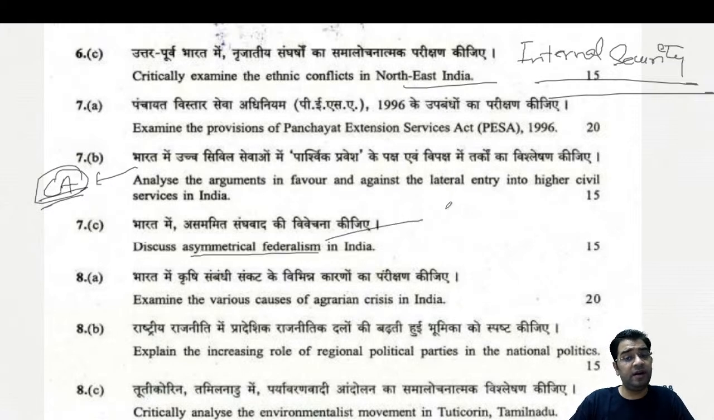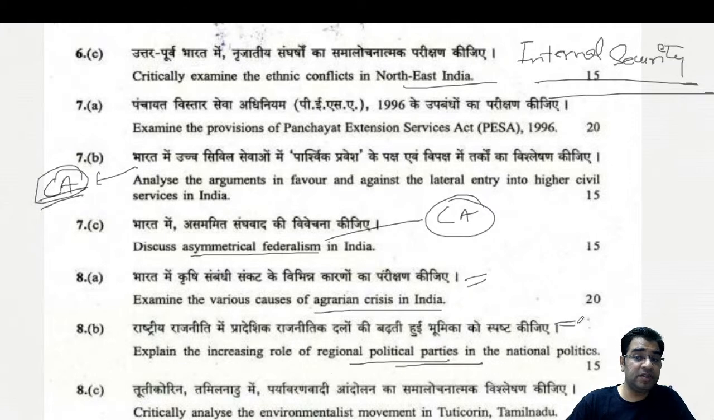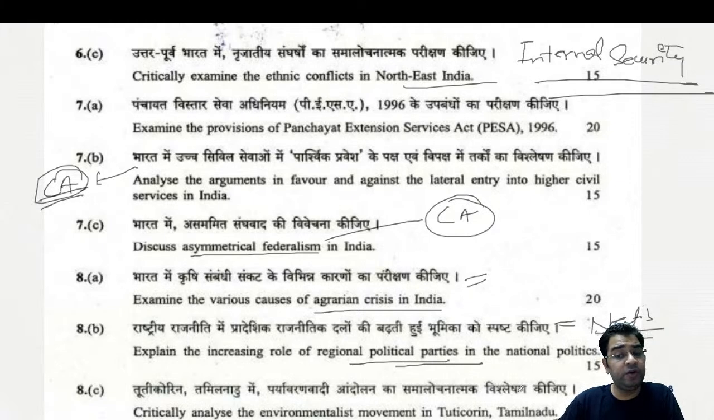Asymmetrical federalism, current affairs. Various reasons of agrarian crisis, both current and static. Then increasing role of regional parties. This is static from PSIR. Then critically analyze environmentalist movement in Tuticorin, Tamil Nadu. This was current affairs of 2018-2019.